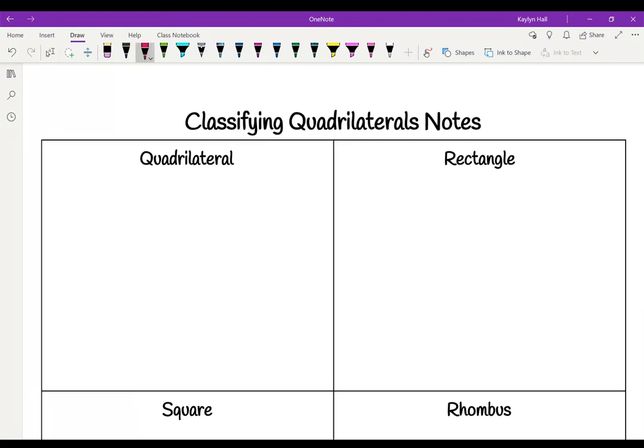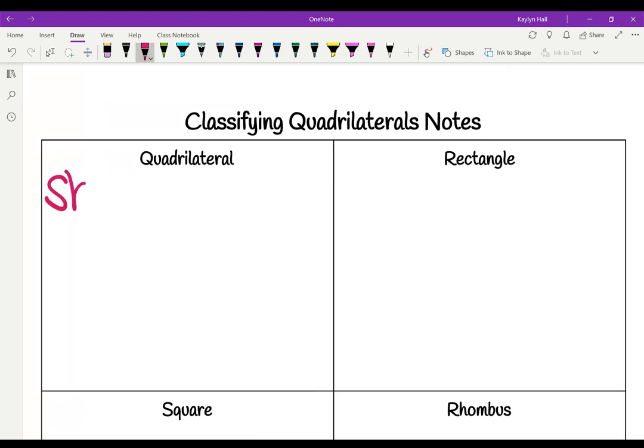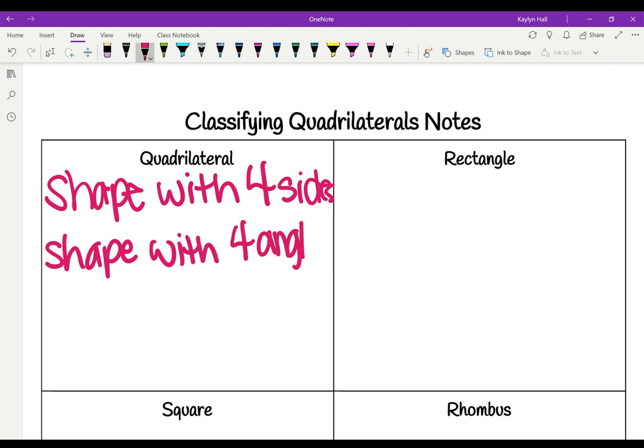So for quadrilateral, for this box, I need you to write, oops, that's way too thick. Let's fix that. All right. A shape with four sides. Okay? They also have four angles. So a shape with four sides and four angles. And that would be a quadrilateral. And there are different types of quadrilaterals, and we're going to talk about 5 real quick today.